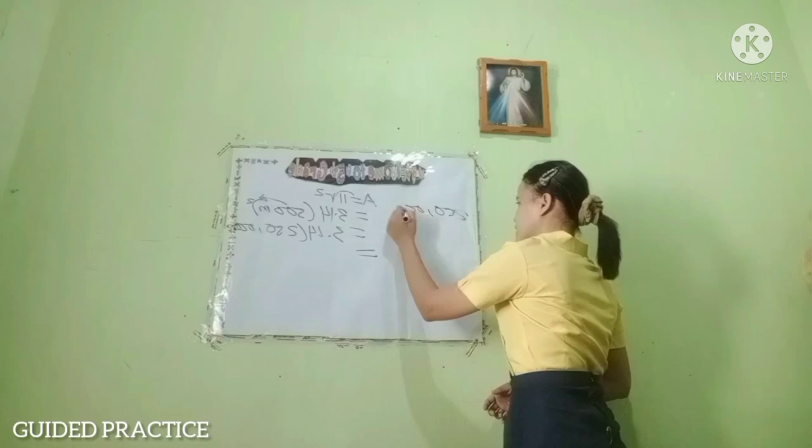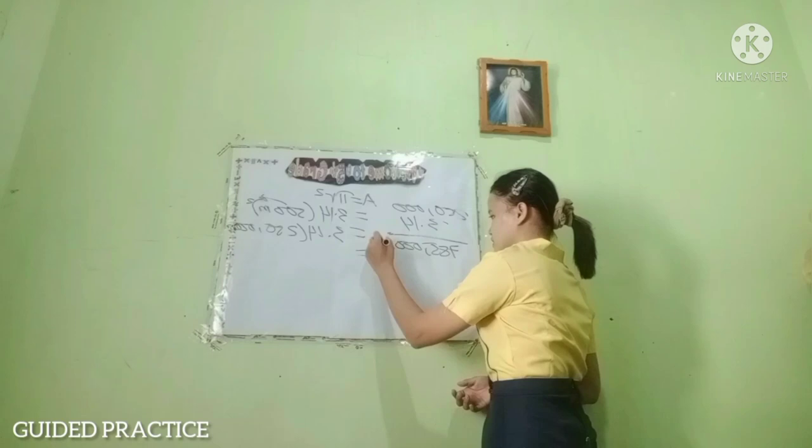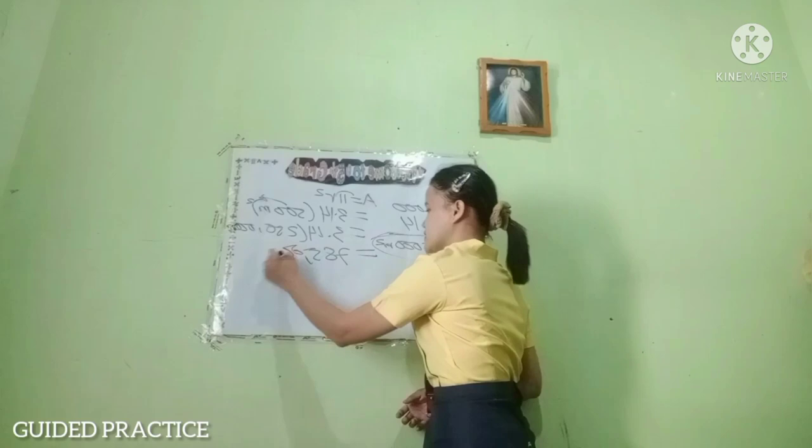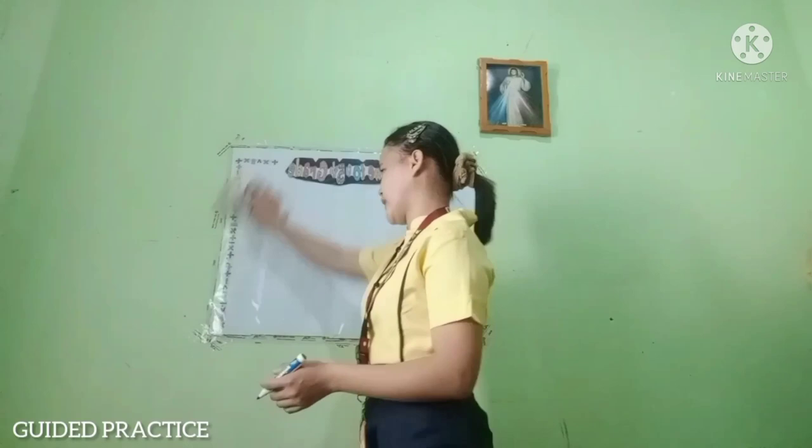So, we are going to multiply the 250,000 by 3.14. So, the answer is 785,000 meter squared. So, this is the final answer. The 785,000 meter squared. So, group 2 is very good. They are following the formula so they got the correct answer. How about group 3?